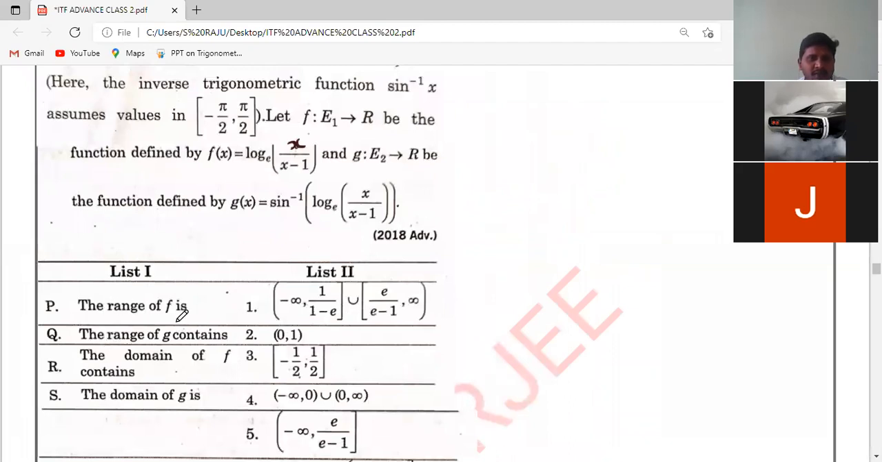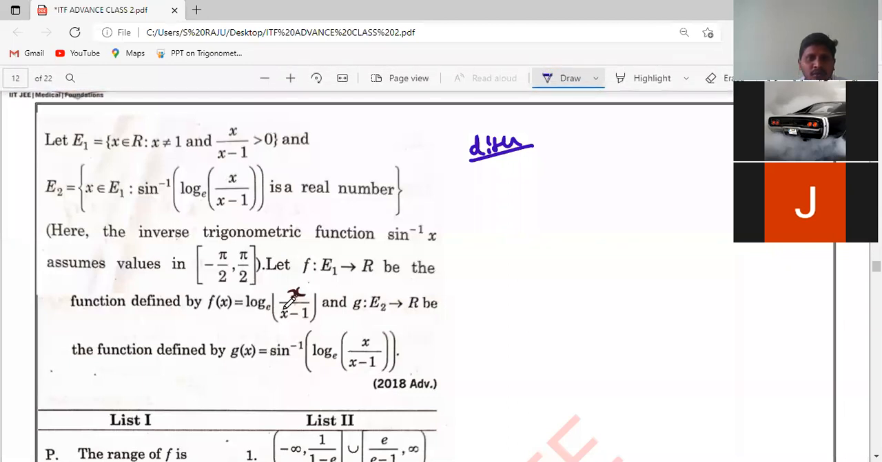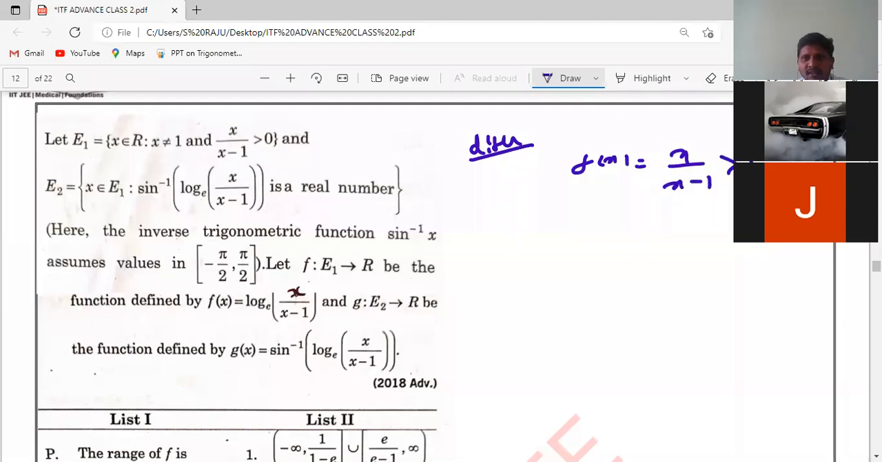First we have to find the domain of F, domain of G, range of F, range of G. For that, see here, f of x is equal to log e of x by x minus 1. To define the domain of this, x by x minus 1 must be greater than 0, since log will be there. Log of this value must be greater than 0.